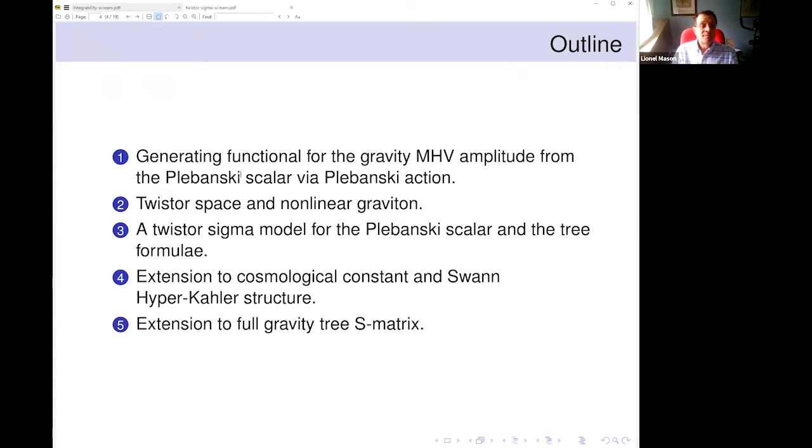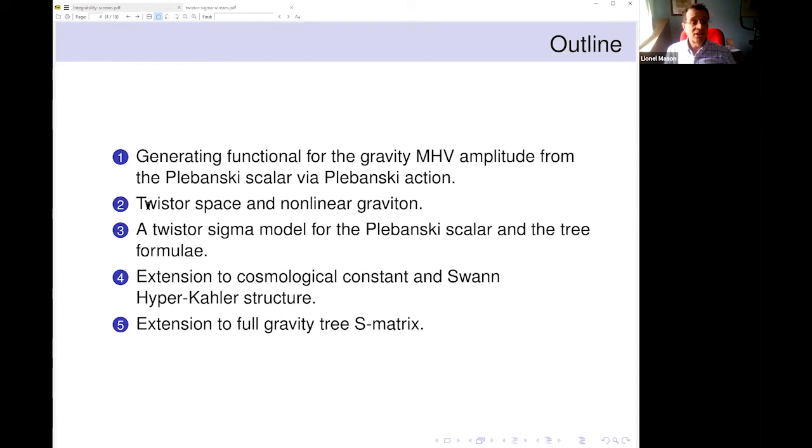Okay, so what I want to do in this talk is... I've got another half an hour, haven't I? So I'll probably get through items 1, 2, and 3 on this list. I want to describe how, if you want to generate gravity MHV amplitudes, then you need a Plebanski scalar. So that's the first part.